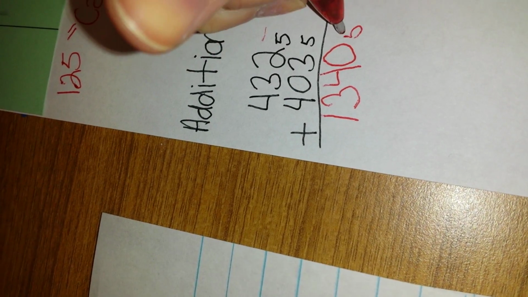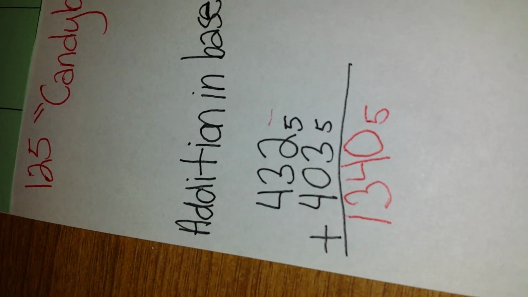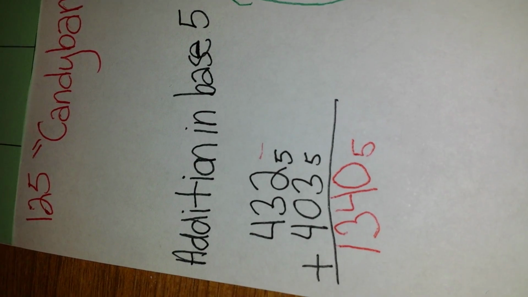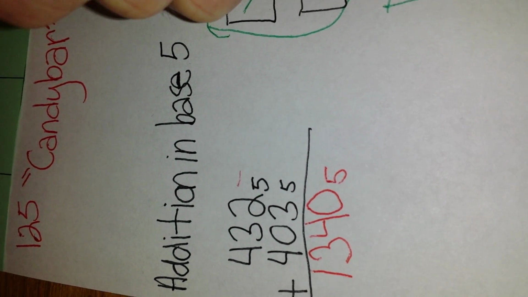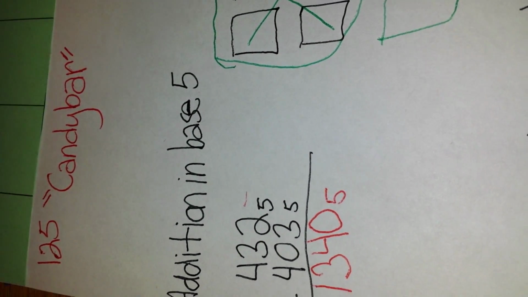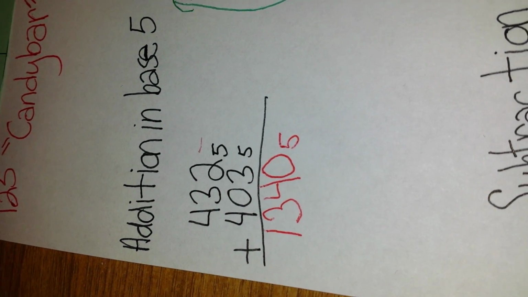And then that is all with the base of 5. So 1, 3, 4, 0 with the base of 5 would be our answer for this problem. Now we're going to move on to subtraction in base 5.